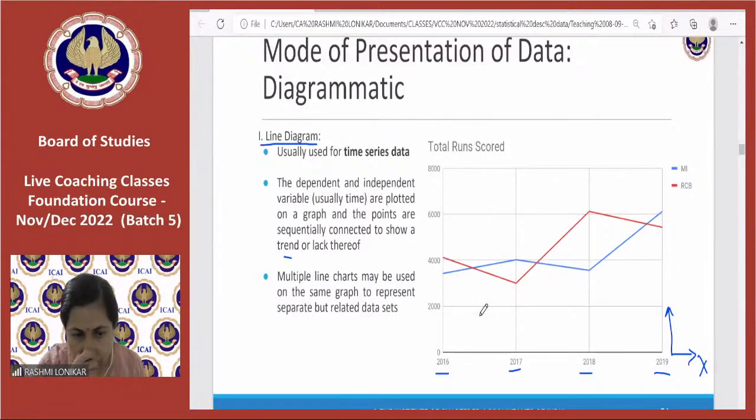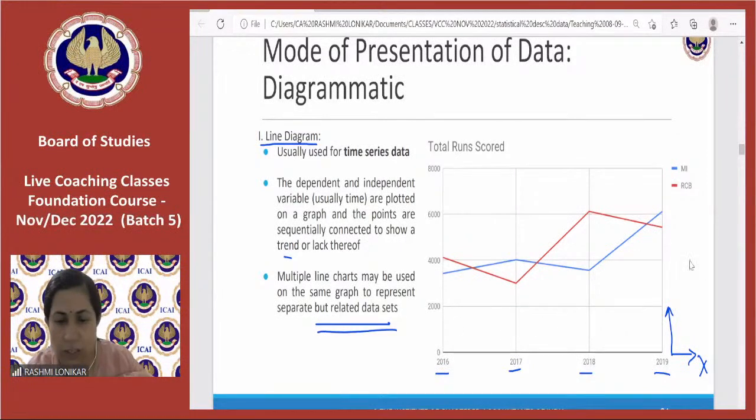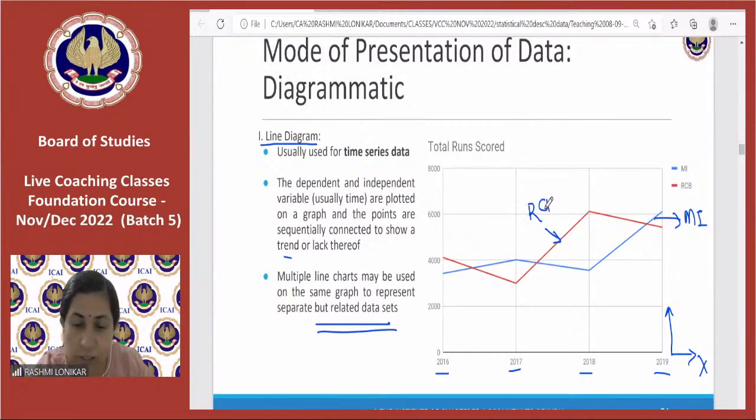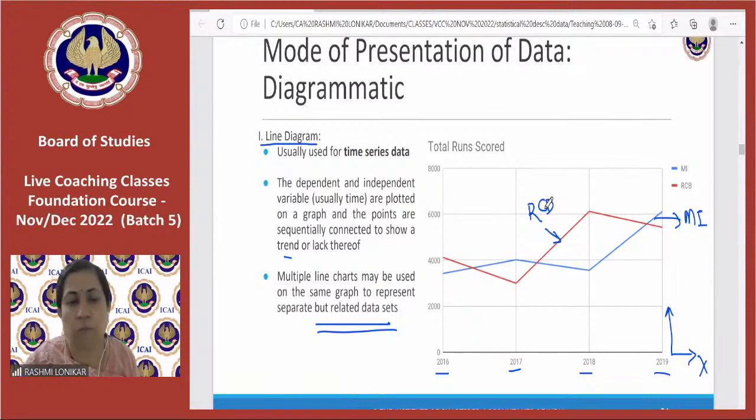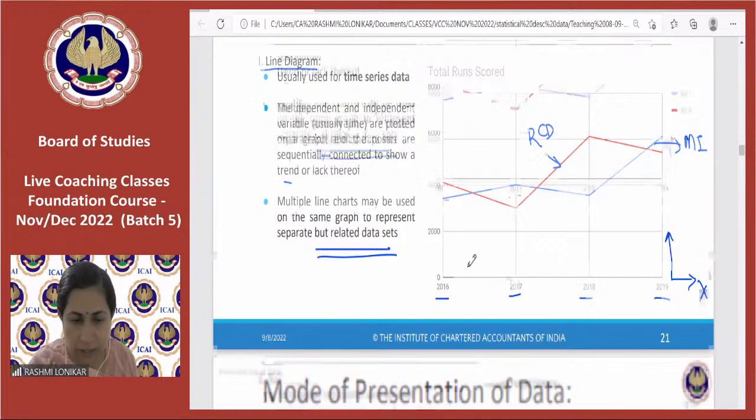Then multiple line charts may be used on the same graph to represent separate but related data sets. So these are multiple line charts because this information is for Mumbai Indians, that is one line chart, and this is information for RCB. So this is an example of multiple line charts. The first form of diagrammatic representation that we are talking about is the line diagram, and you can have multiple line diagrams.